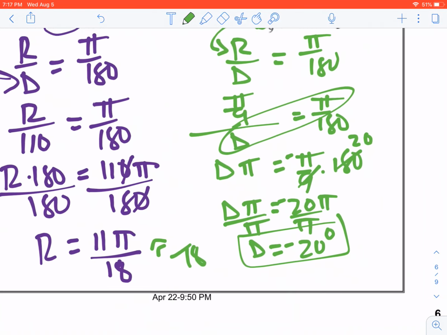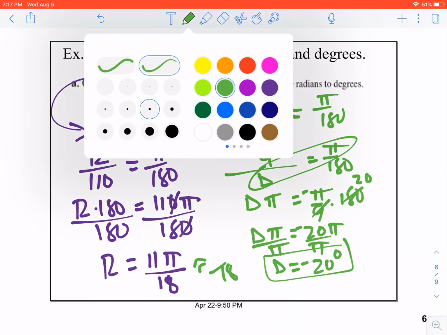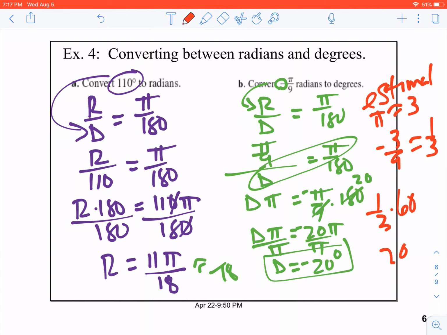And that should also somewhat make sense here, guys. Remember how I told you you can estimate. We're going to estimate that pi is approximately 3. I know it's 3.14. If you want to estimate with the 0.14, you can. I'd rather just estimate with 3. So this is approximately 3 over 9, which is approximately 1/3. And 1/3 of 60 is 20. So again, it's just a way to estimate and to try to get a feel for what a radian measure is.